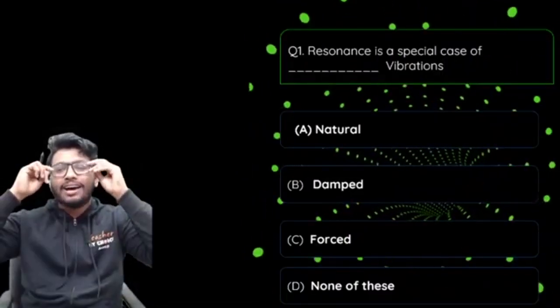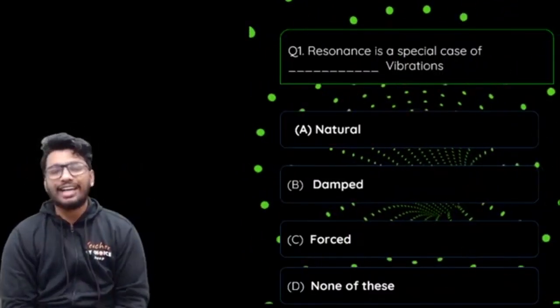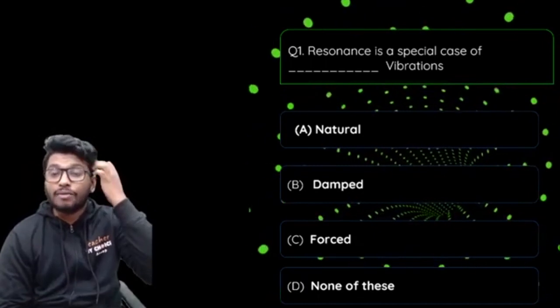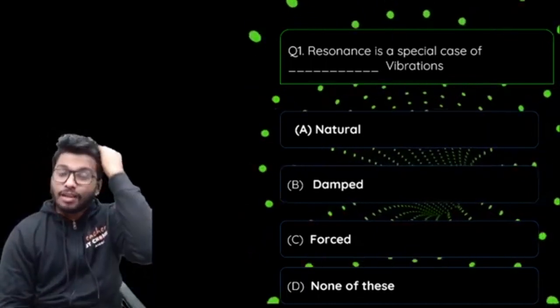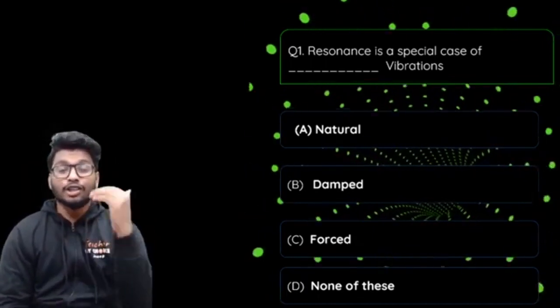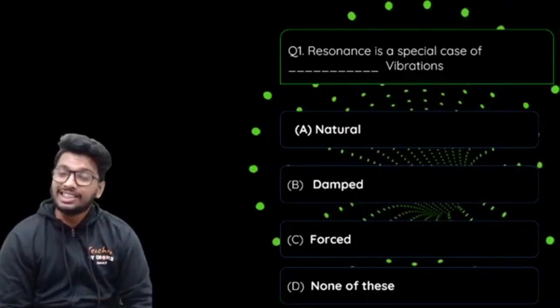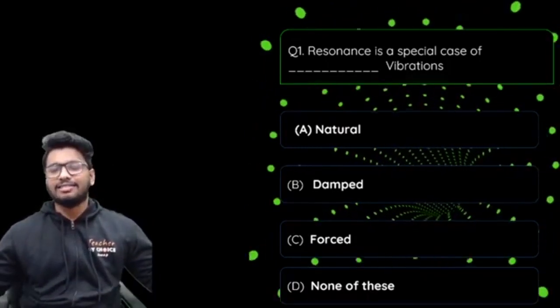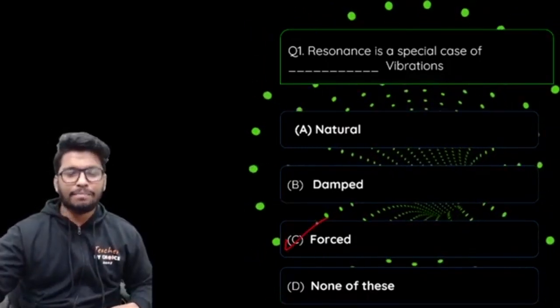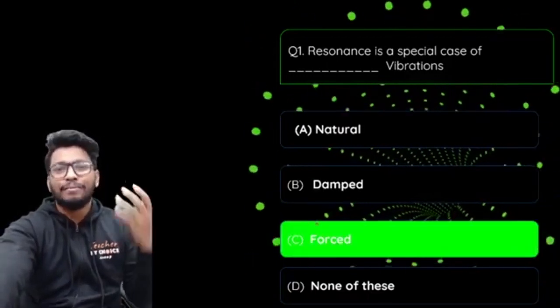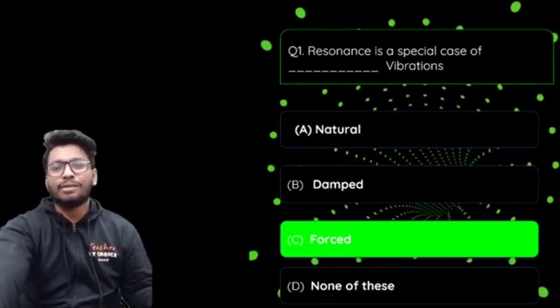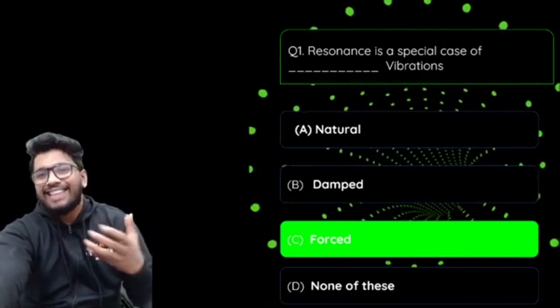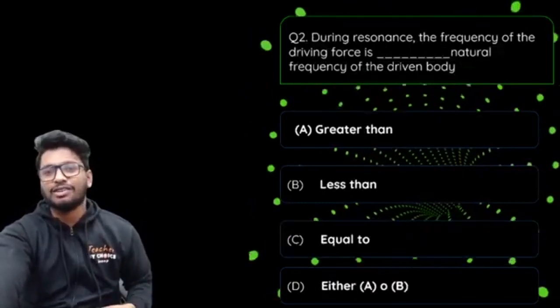Here's the first question. Resonance is a special case of dash vibration. Is it a special case of natural vibration, damped vibration, forced vibration, or none of these? When you talk about resonance, it's a special case of dash type of vibration, and the answer is forced, people. Without a doubt, it's forced vibration, because like I told you, when the frequency of the forced vibration becomes equal to the natural frequency, that is when you see resonance. So obviously it's a special case of forced vibration.